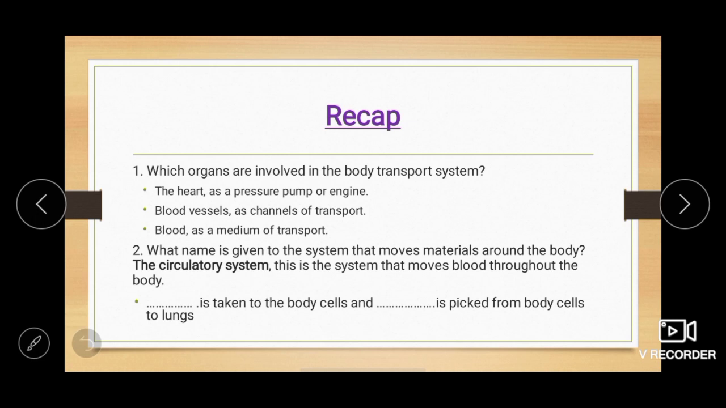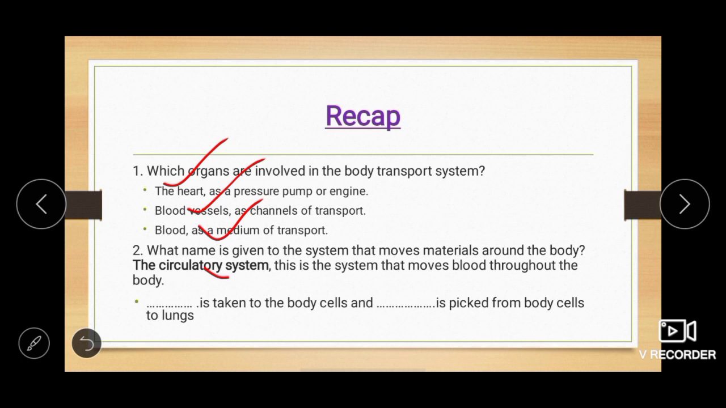Which organs are involved in the body transport system? Number 1 is the heart, which works as a pressure pump or engine to move materials around the body. Number 2, we have the blood vessels, which work as roads or channels of transport around the body. Then we have blood, which serves as the medium of transport in which materials are moved to and from the various body parts.